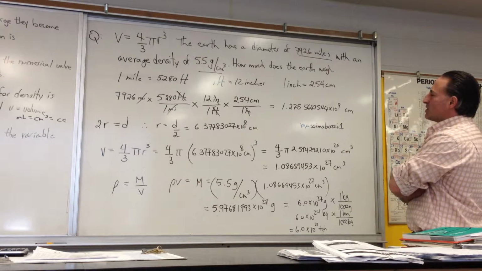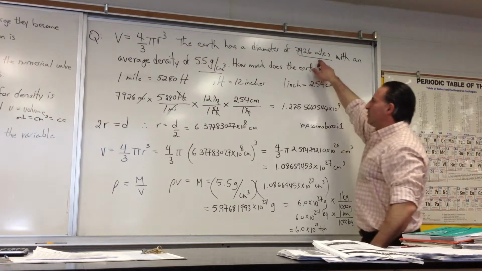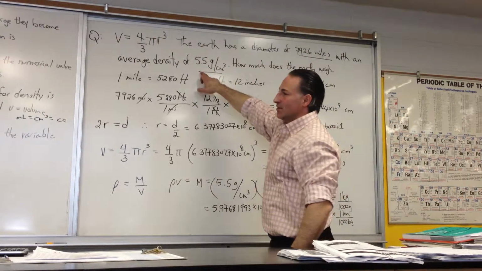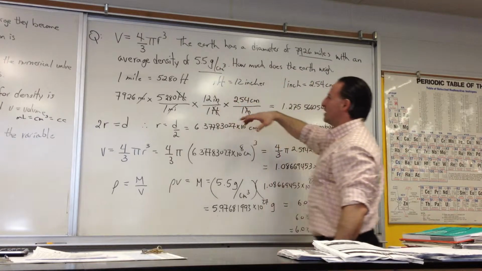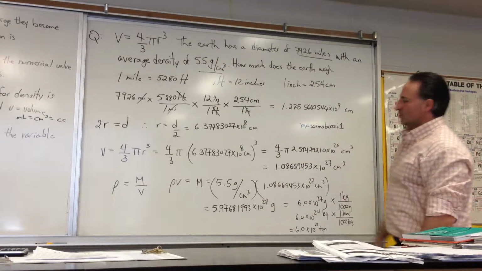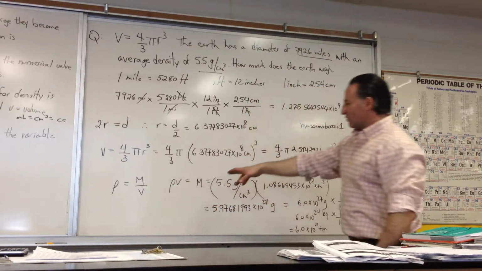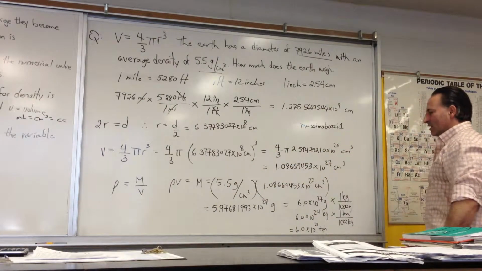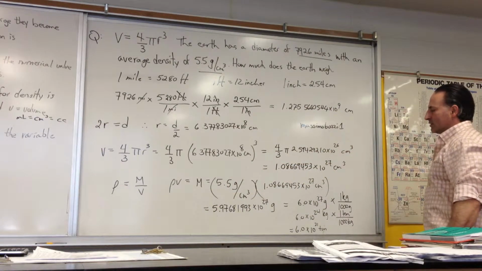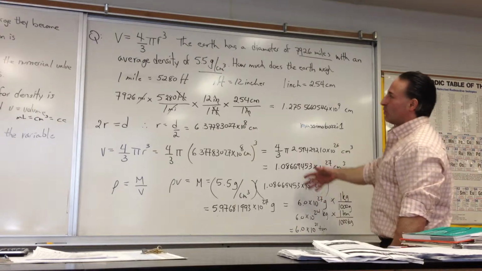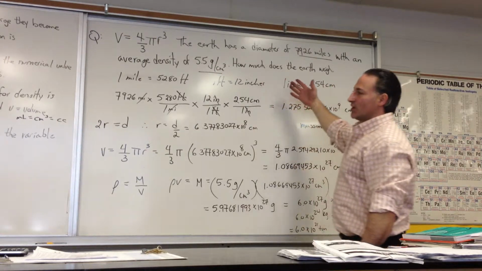So we have two pieces of information here: the diameter of the Earth and the average density of the Earth. So we can use the equation of density equals mass over volume, which I've written over here, solve for mass, and when we plug in the numbers, we'll be able to calculate the mass of the Earth. Before we do this, we have to find out the proper units to plug into the equation.